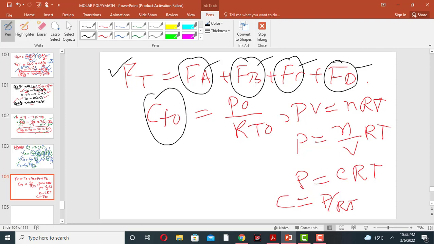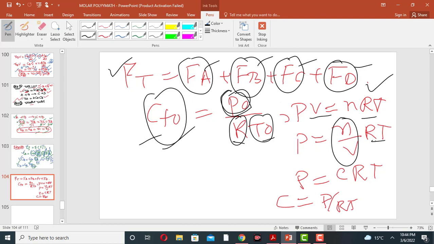Similarly, what is Ct naught? Ct naught is nothing but the concentration. It is P naught divided by R into T naught, the initial pressure, the universal gas constant, and the initial temperature. This is obtained from the ideal gas law, P is equal to nRT. So n divided by V is the concentration, C into RT. So C is equal to P by RT. So you can get Ct naught from this relation.